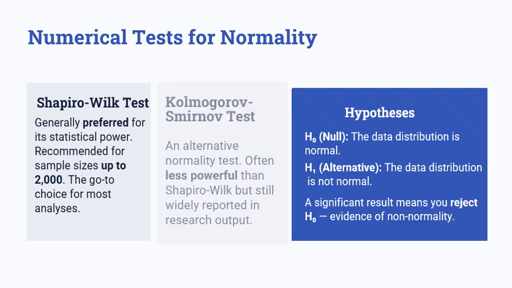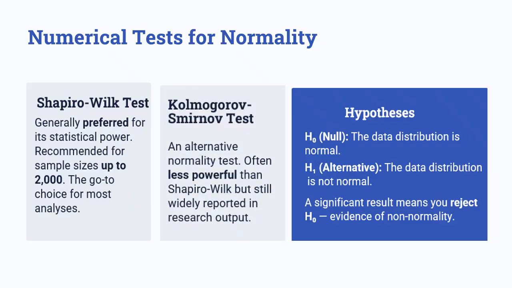Another option is the Kolmogorov-Smirnov test. While often less powerful than Shapiro-Wilk, it's still commonly reported in research outputs and can serve as an alternative check.